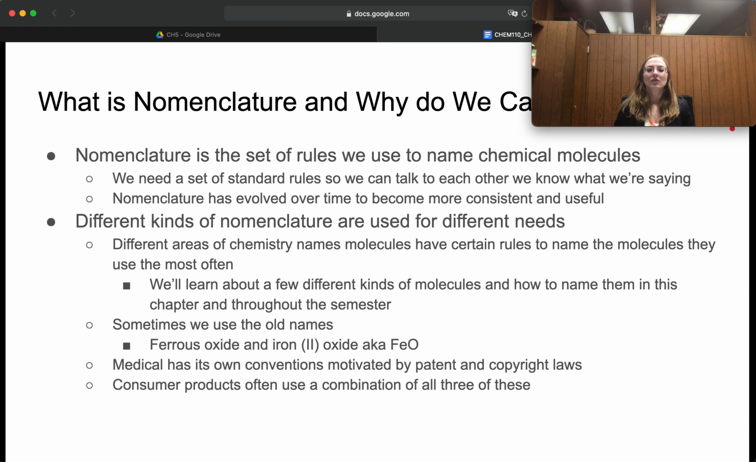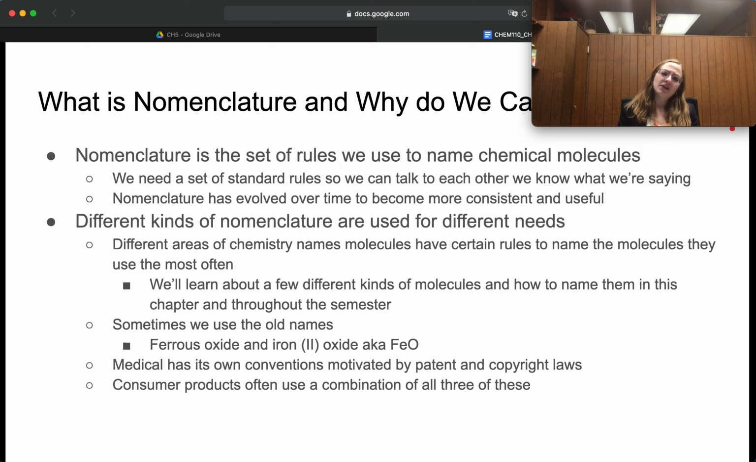Nomenclature has evolved over time so that when we're talking about chemical molecules, we know what we're talking about, and so that we can gain certain kinds of information from the way we name our molecules as well. That's why we might have different kinds of nomenclature. We're going to talk about how to name certain kinds of molecules, and we're going to use what I'm going to call the chemistry way of naming it. This is generally what we would use in chemistry to name our molecules.